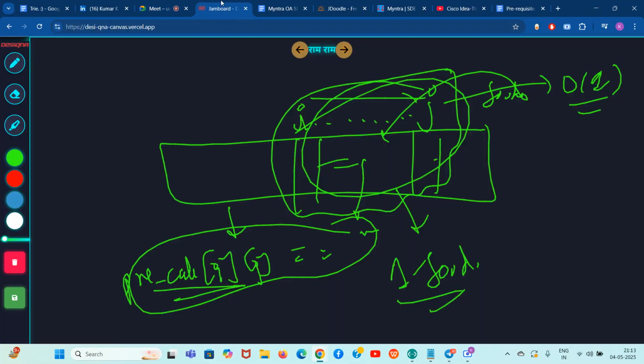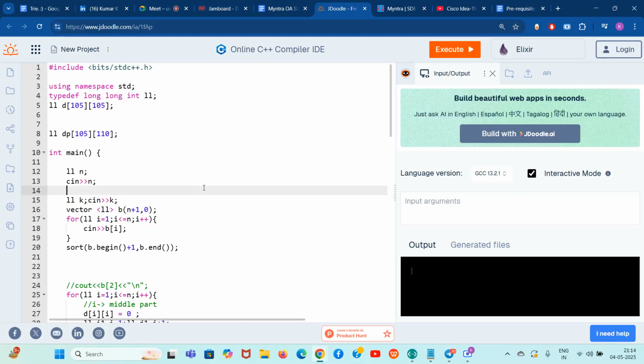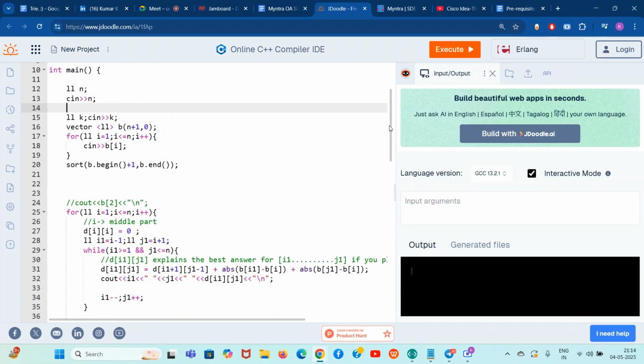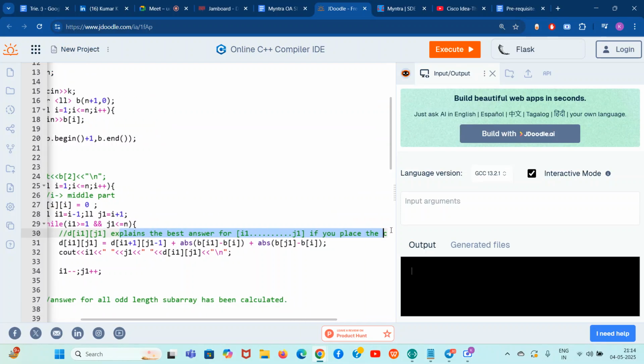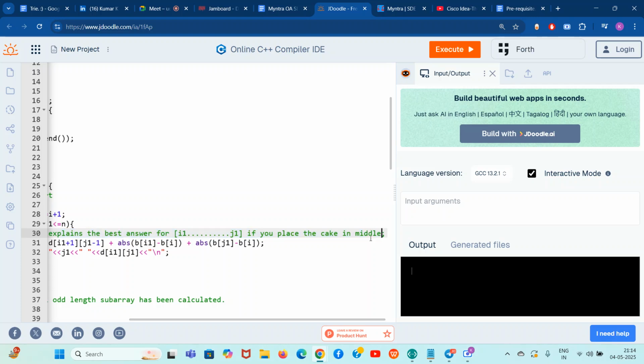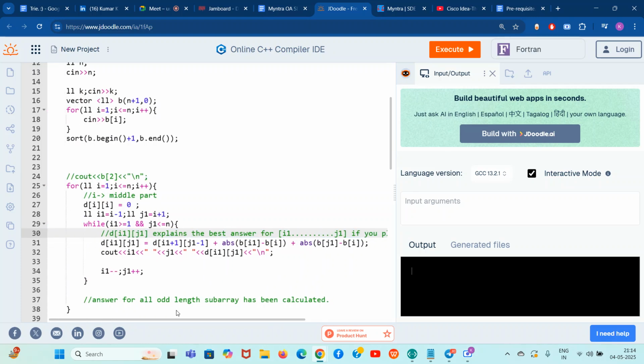Clear? So let's go to the implementation. You can see very smartly I've done this trick. I took the elements and sorted them in C++. Then I'm pre-calculating for all the parts I to j. D[i1][j1] explains the best answer for i1 to j1 if you keep one food in the middle. If you keep one cake, let's call it cake.